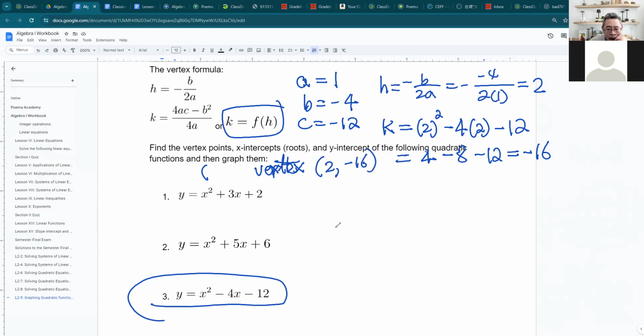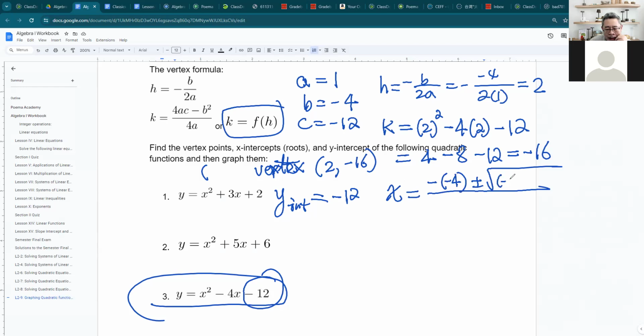And now the y-intercept is super easy. It's just whatever that point is, so it's negative 12. And then we need to figure out our x-intercepts, which using the quadratic formula is minus b, where b is negative 4, plus or minus the square root of b squared, which is negative 4 squared, minus 4ac. We've got a is 1, c is negative 12. So that's why the sign is very important.